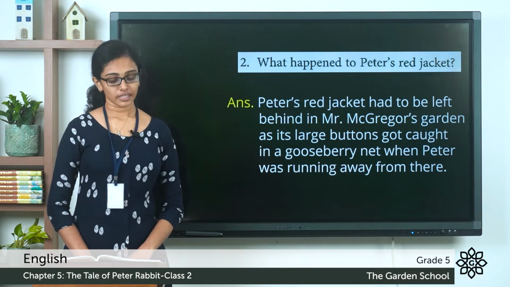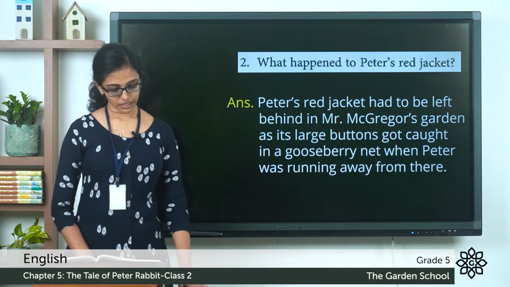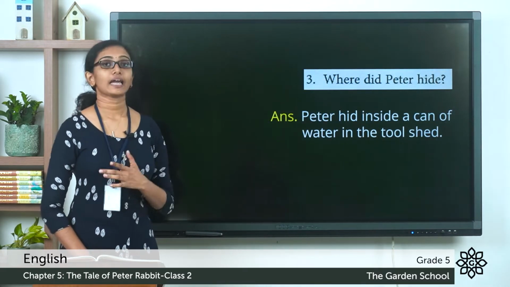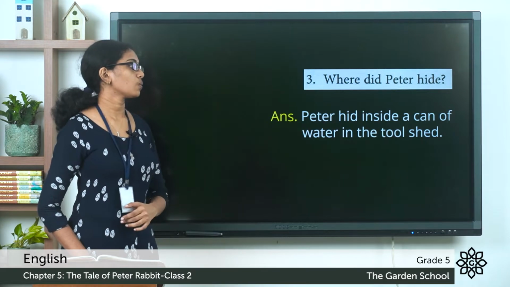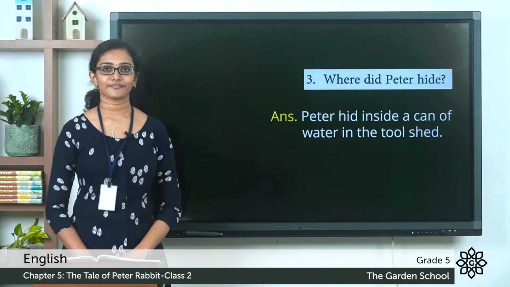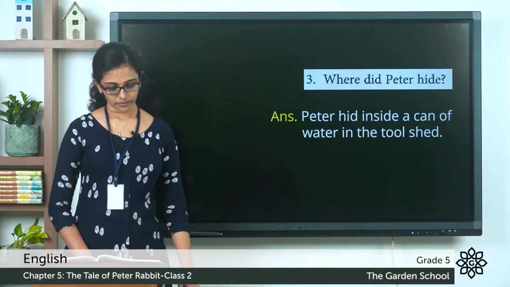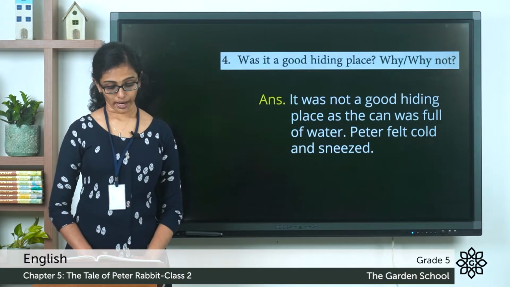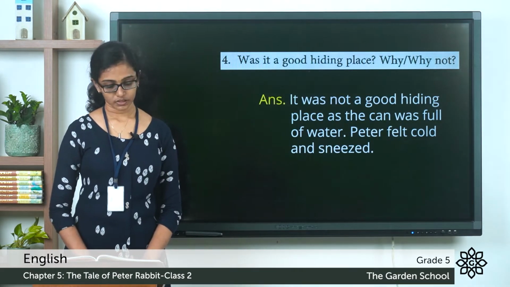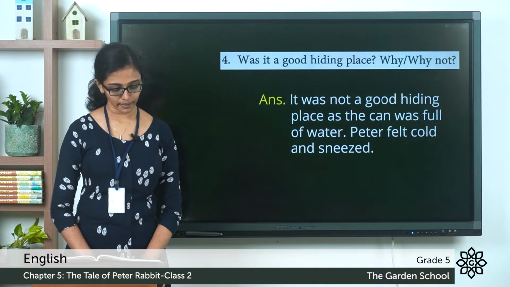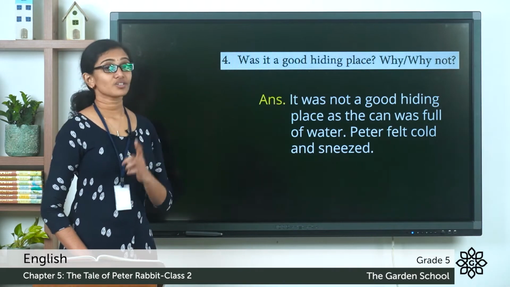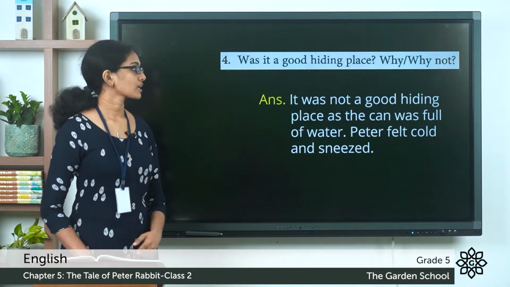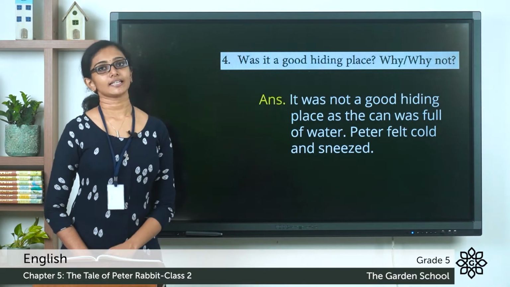Now, question number 3. Where did Peter hide? Where did he hide? Peter hid inside a can of water in the tool shed. Now, question 4. Was it a good hiding place? Why or why not? You think it was a good hiding place? It was not a good hiding place as the can was full of water. Peter felt cold and sneezed.